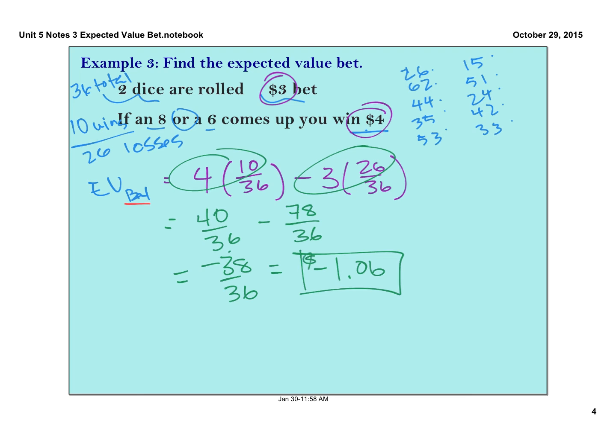And again, that's in dollars. So this is probably a bet I wouldn't take. That's a negative win. That's a negative gain on average. So if it's a negative gain on average, probably not doing it.